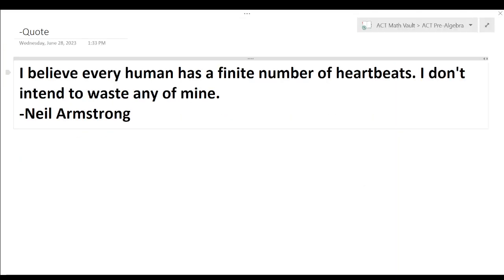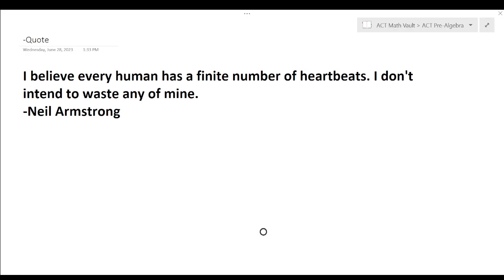Okay, a quote that I would like to give you before you leave is, "I believe every human has a finite number of heartbeats. I don't intend to waste any of mine." Neil Armstrong. That is great inspiration.